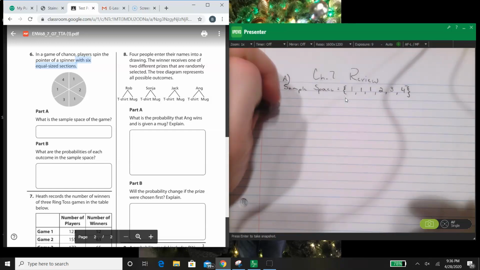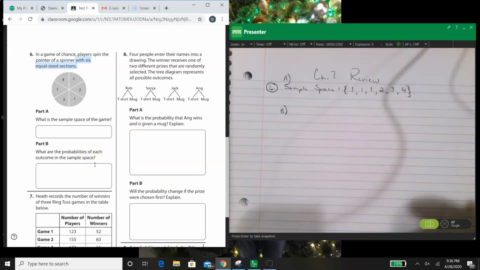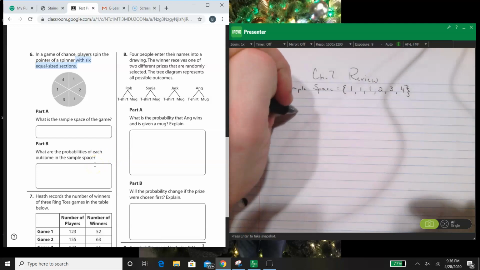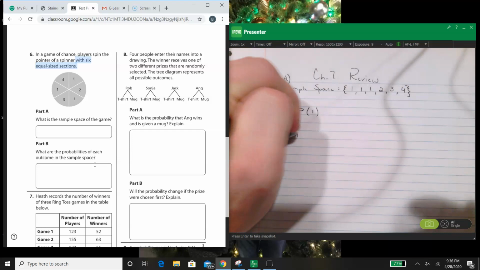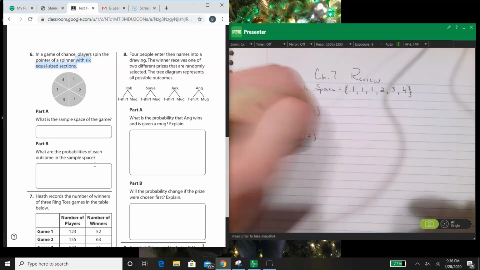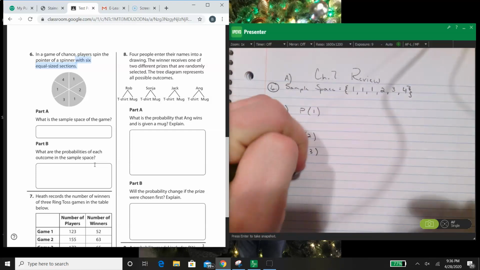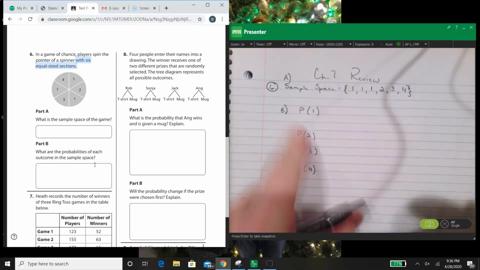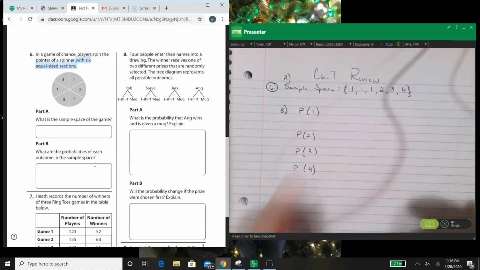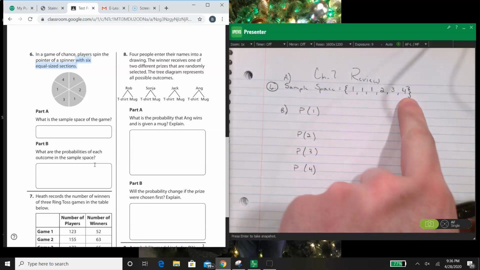Part B. This time I wanted to know the probabilities of each outcome in the sample space. Probability of 3. We're also going to have probability of 4. Now what makes this problem different? Notice, guys, I've only got 4 probabilities written down for part B, whereas on part A I had 6 different things.